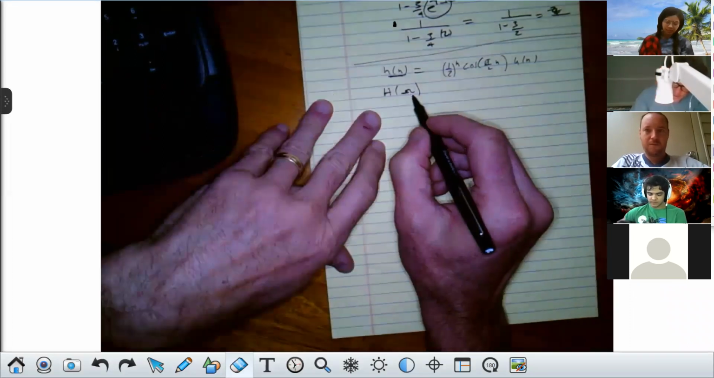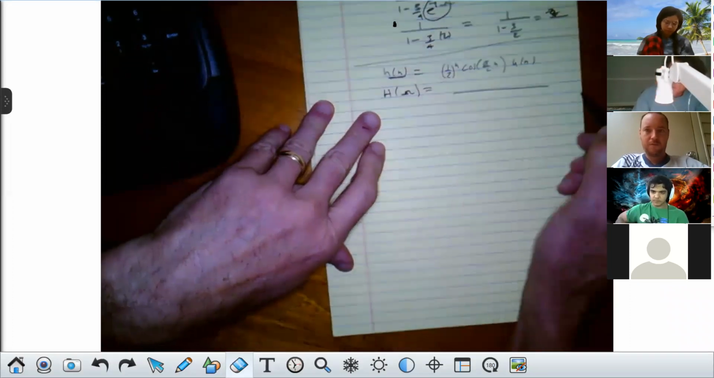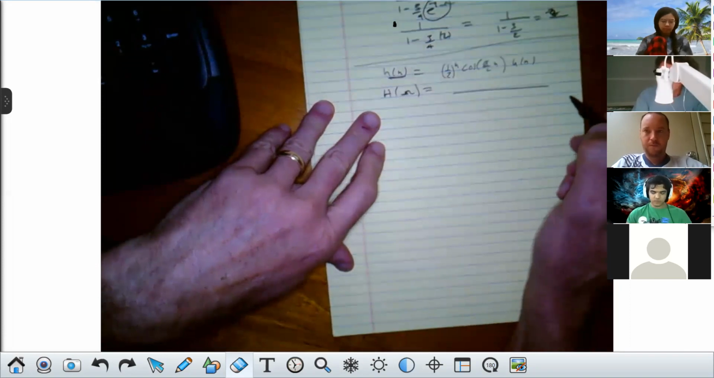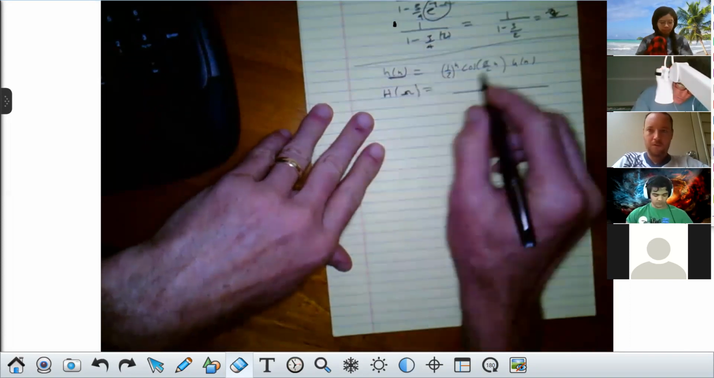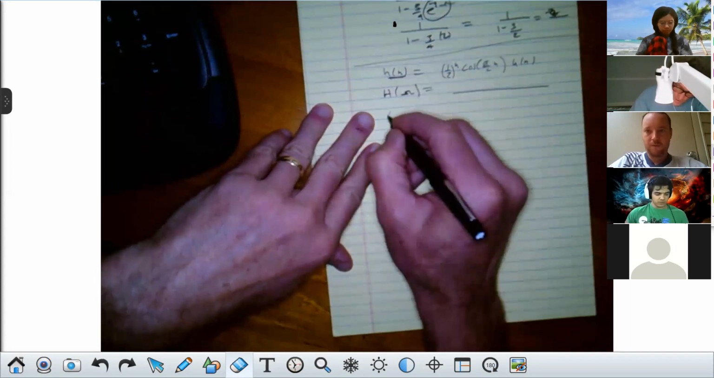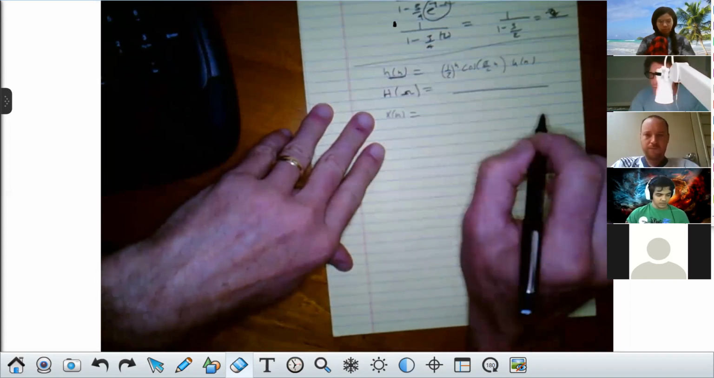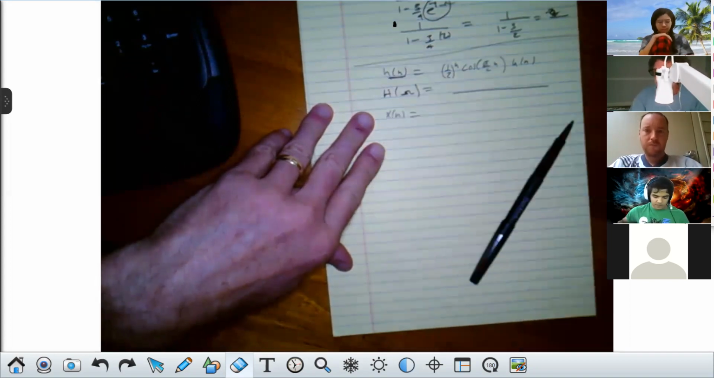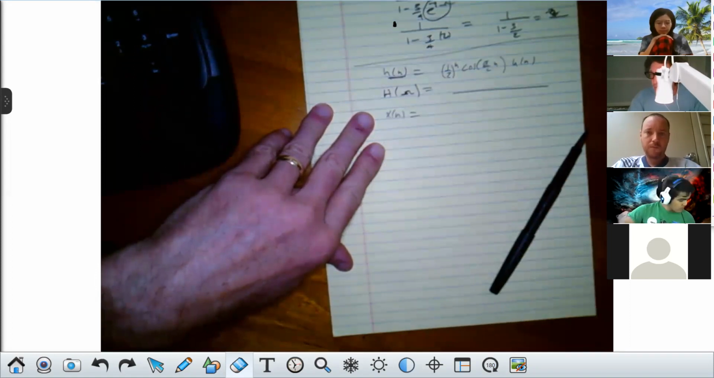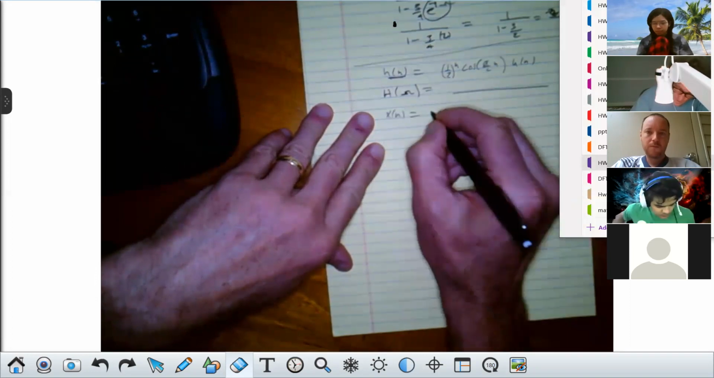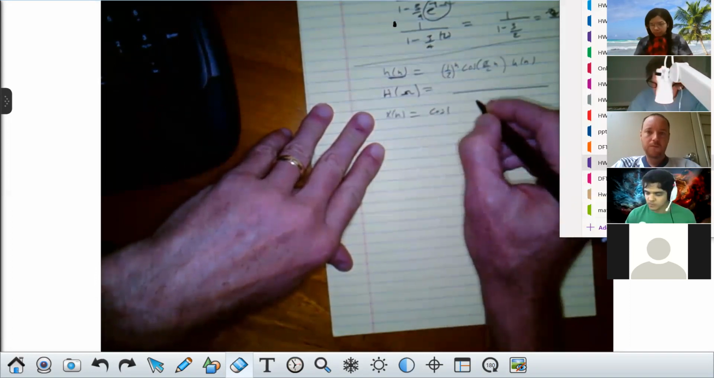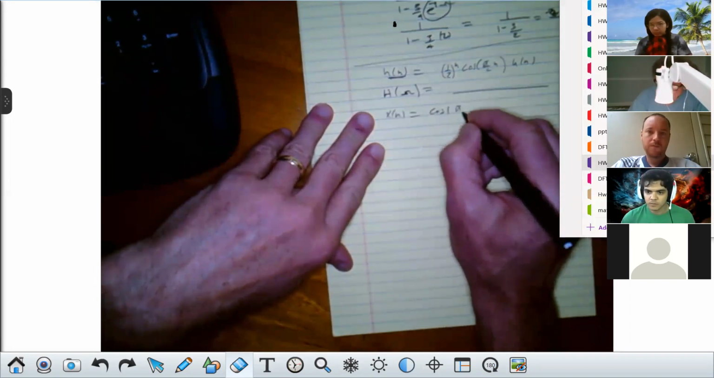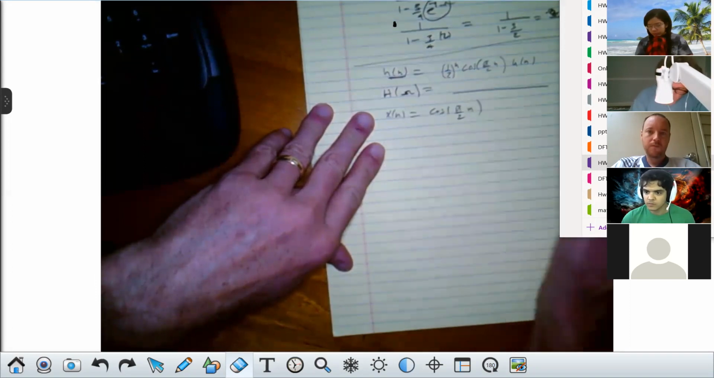All right, so this is going to be the transform of that, which we'll do in a second. Do you agree? Yes, sir. We've got the x of n, and that's equal to cosine of pi over 2n, right?